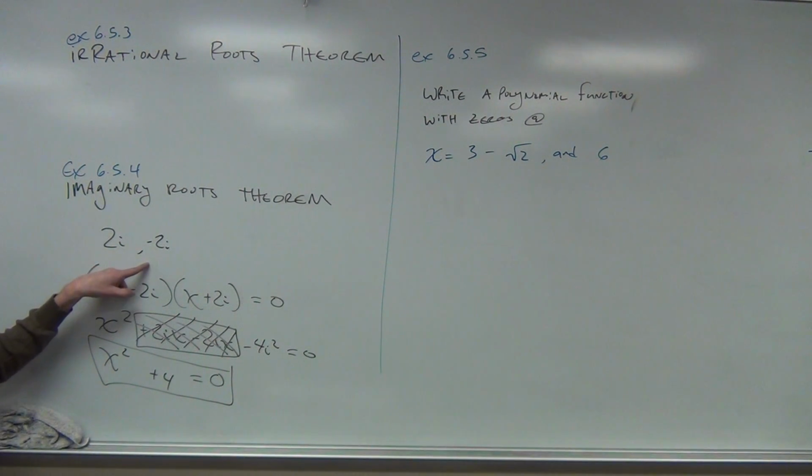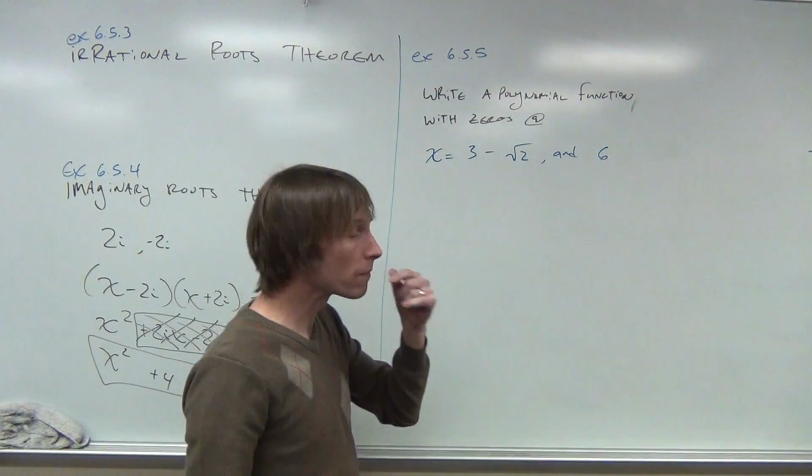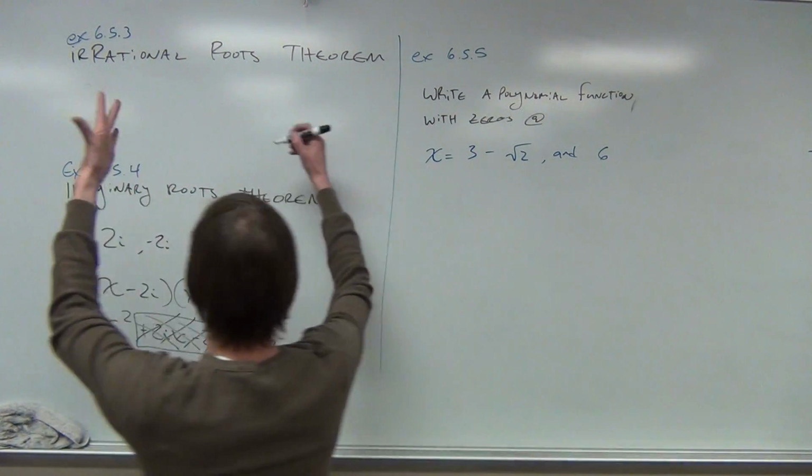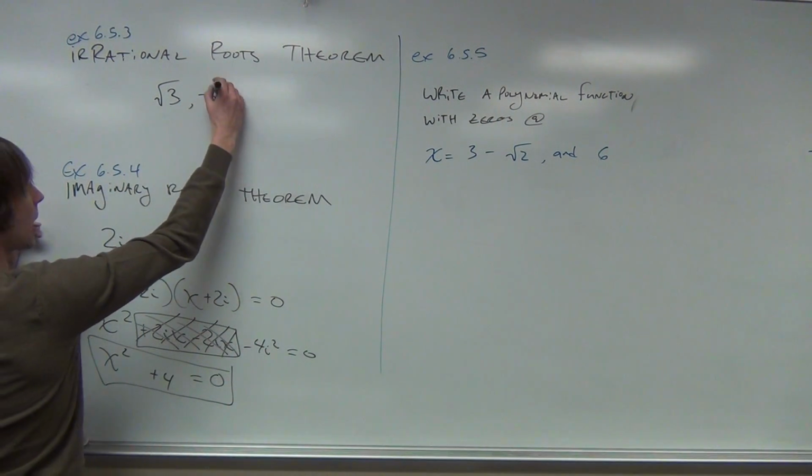Both of our solutions. Whenever you have one imaginary root, you have its conjugate as another root. All right, so that should be helpful. What I want to show you, and the same is true if we have the square root of 3 and the opposite of the square root of 3.